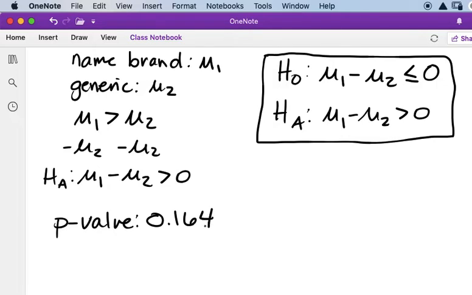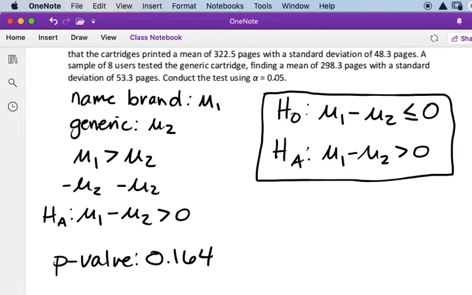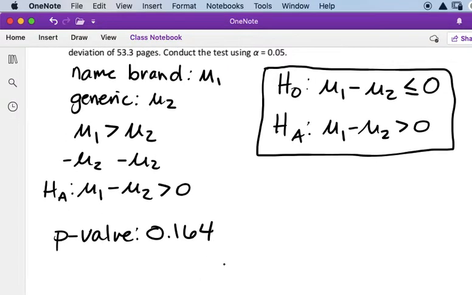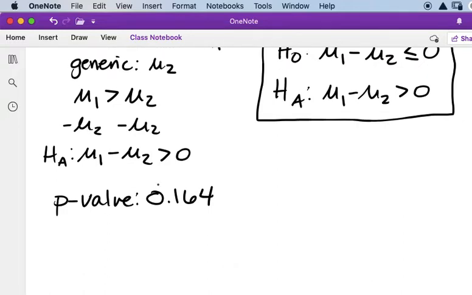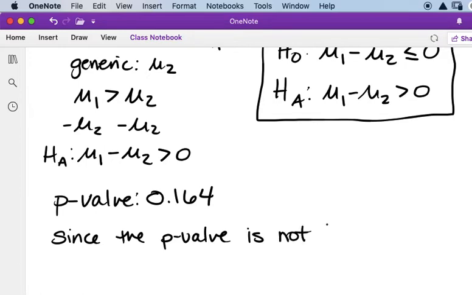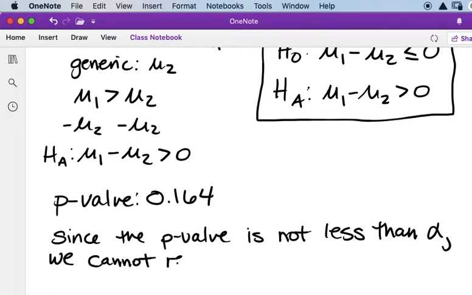We are trying to use an alpha value here of 0.05. So to test the hypothesis, is the p-value less than alpha? No, the p-value is not less than alpha. 0.164 is not less than 0.05. So, since the p-value is not less than alpha, we cannot reject the null hypothesis. Or we fail to reject the null hypothesis.